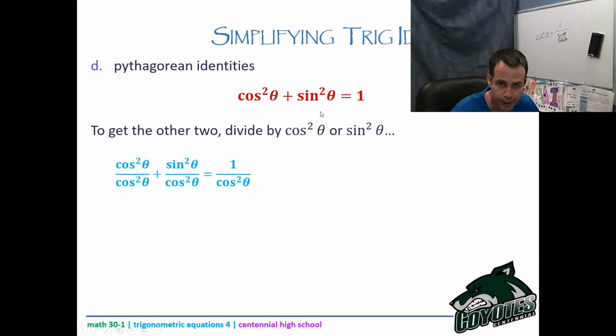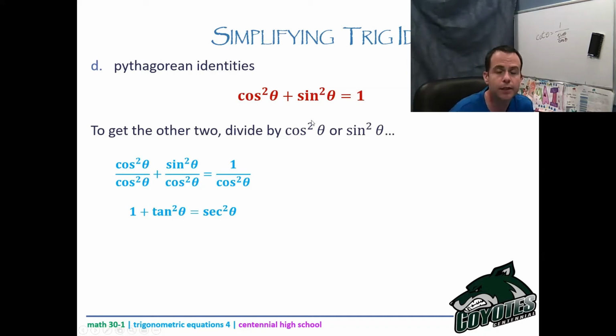So I took this guy here and divided every term by cos squared. That gives me this light blue guy. Well, cos squared theta over cos squared theta is 1. Sine squared theta over cos squared theta: sine over cos is tan. And 1 over cos, the flipped version of cos, is secant. So we end up with 1 plus tan squared theta equals secant squared theta. Okay, so that's another identity that we can use in some of this stuff.